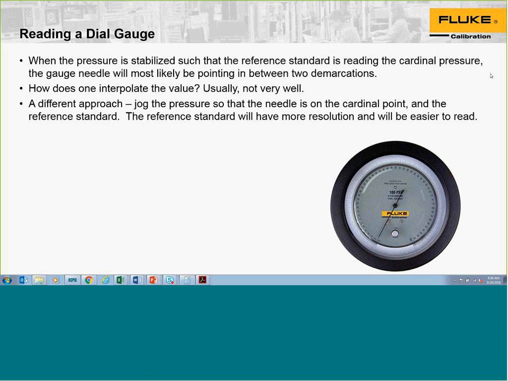So, for example, control the pressure up to be approximately 50 psi. I'm going to jog that pressure, make my changes to it until my dial gauge is reading 50 psi exactly. The reference gauge may now be reading 49.83. This gives me more information in my overall experiment and a better understanding of the behavior of the dial gauge.